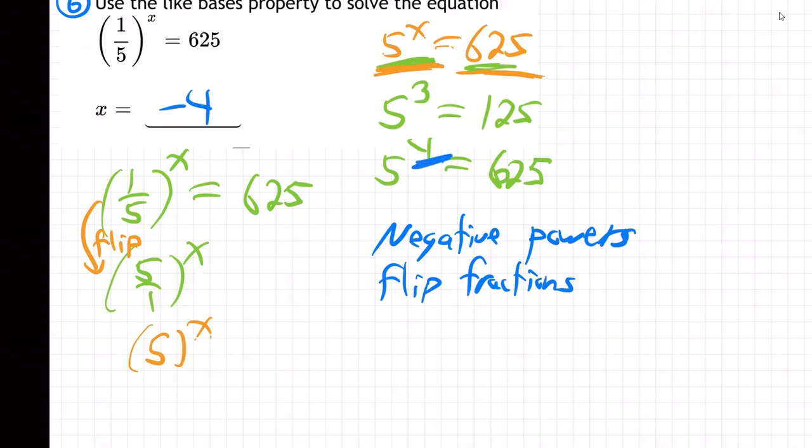Because over here, we knew it was 4. We knew 5 to the 4th power is 625, but we have to flip it. We got to first flip that 1/5, and what will do that is the negative sign. So I'm saying that negative sign on the power, the negative flips it over, makes it 5/1 or just 5, and then the 4th power, 5 to the 4th is 625. So the answer is -4.